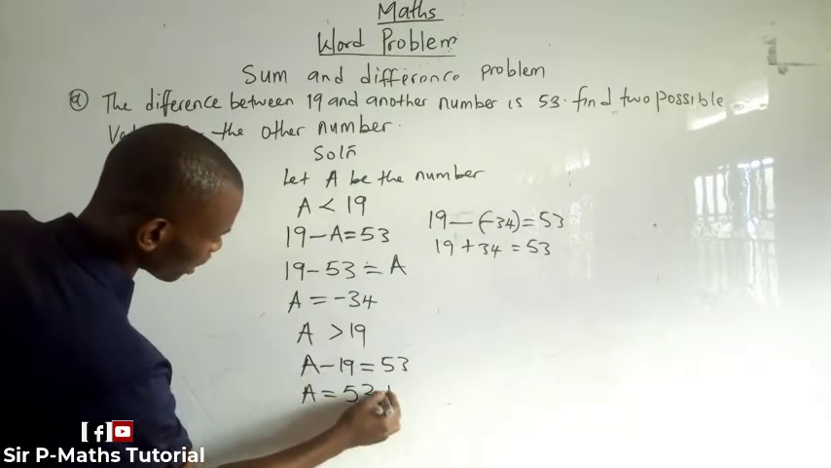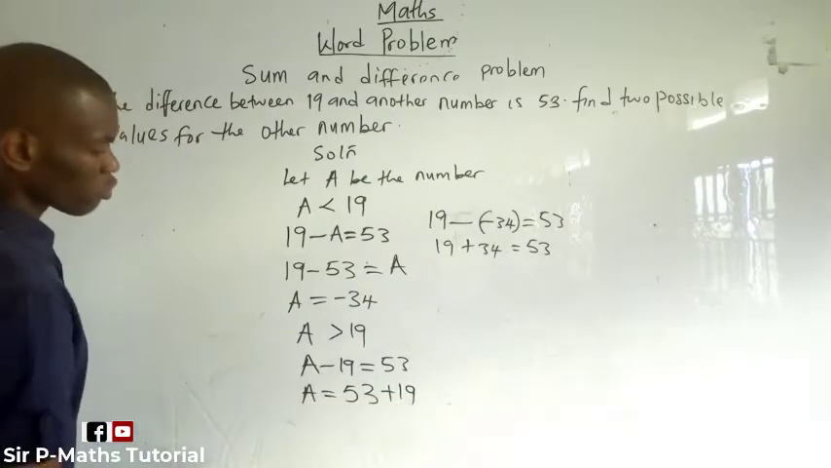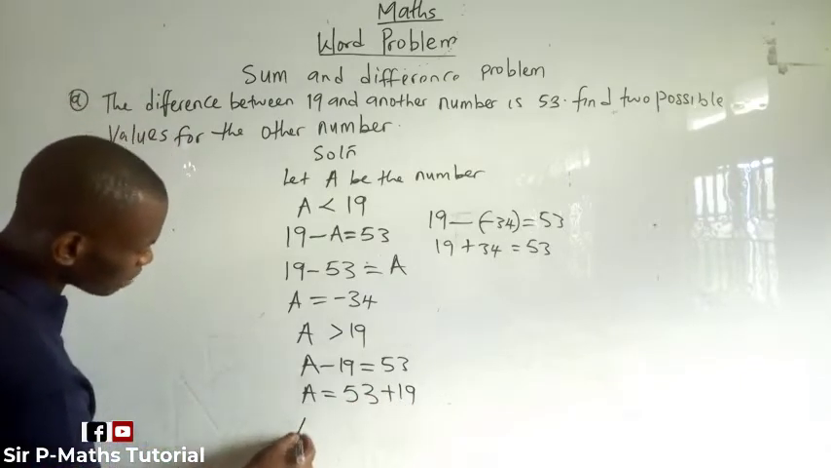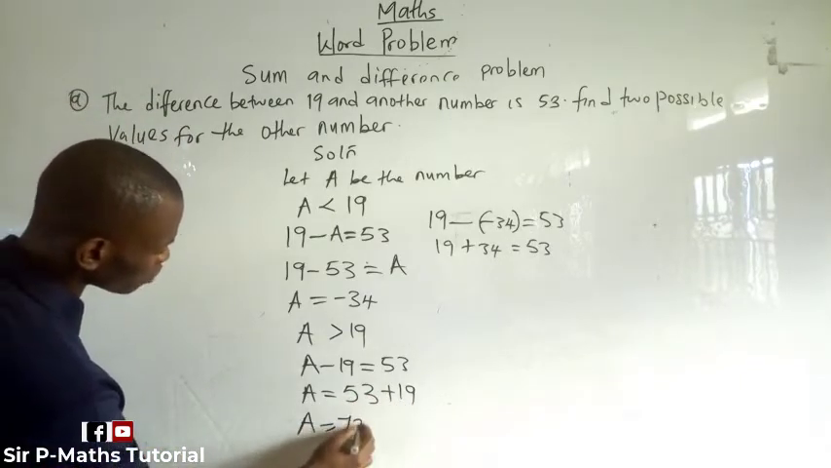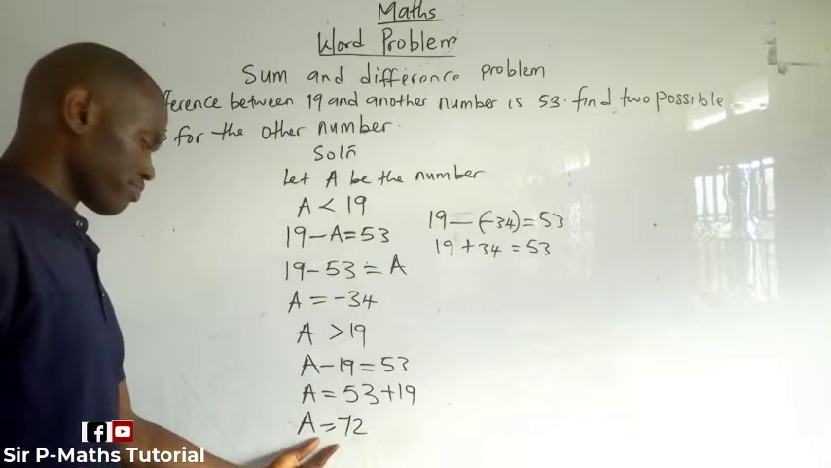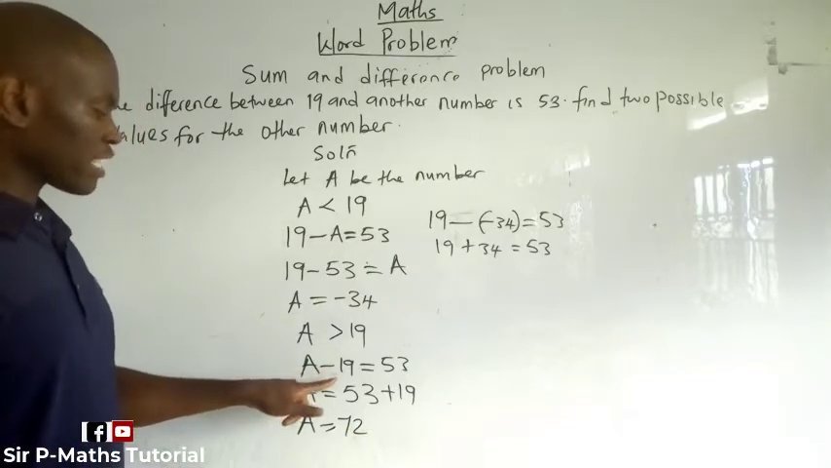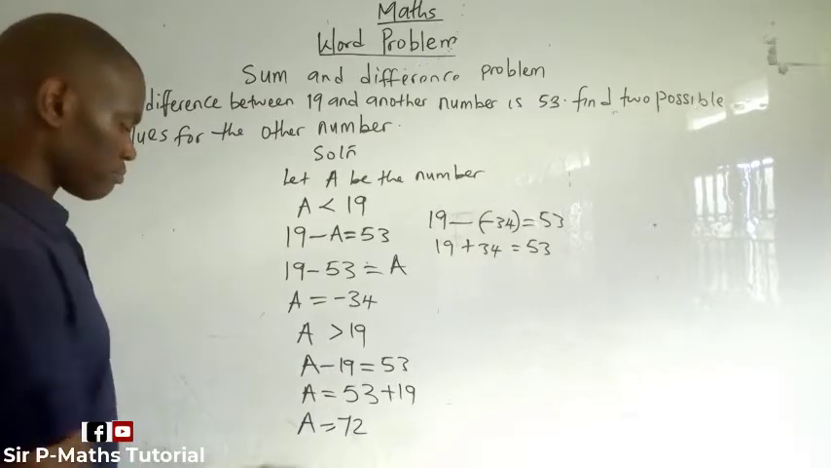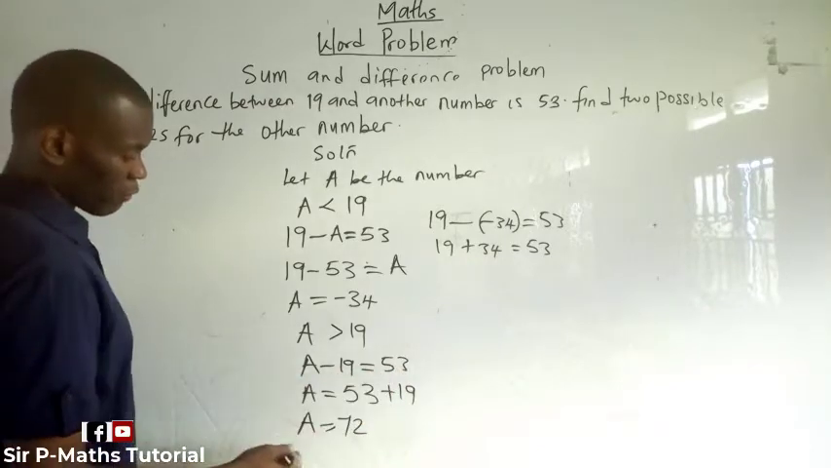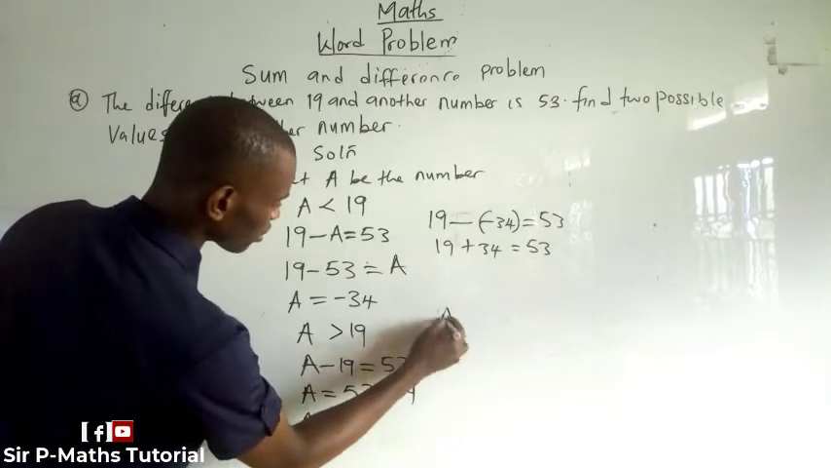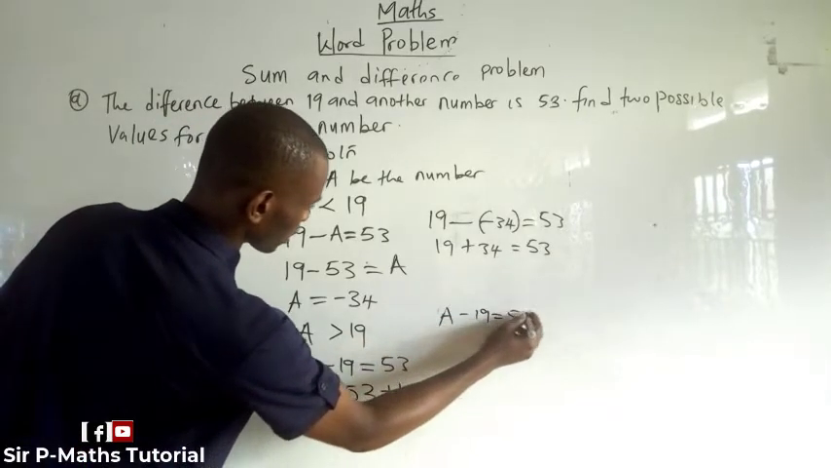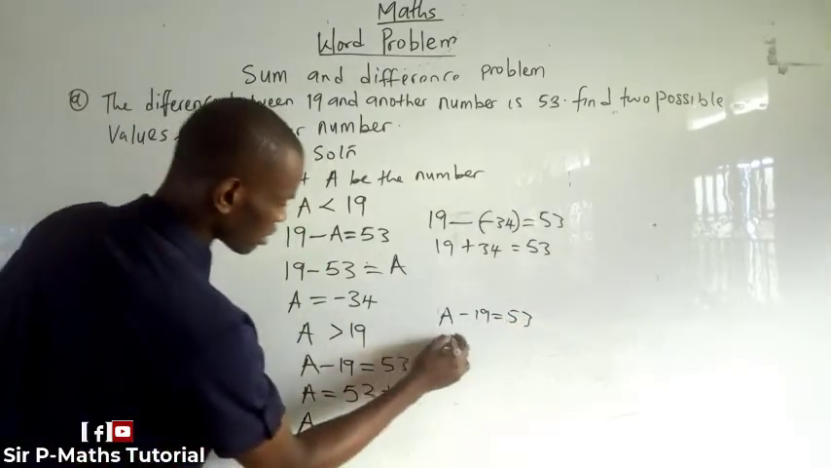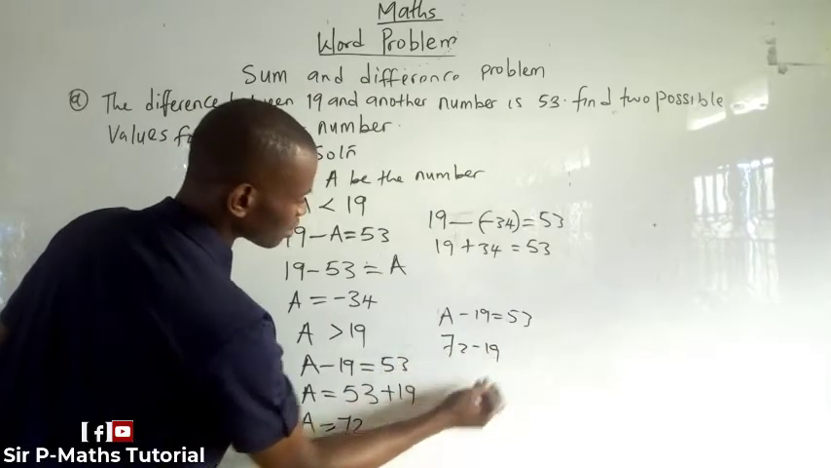19 will cross. We have plus 19. So we add the both of them. That means my a is equal to 72. So 72 is a number that if I find the difference with 19, I will have 53. Let's confirm. Since I have a minus 19 to be 53, that means 72 minus 19.